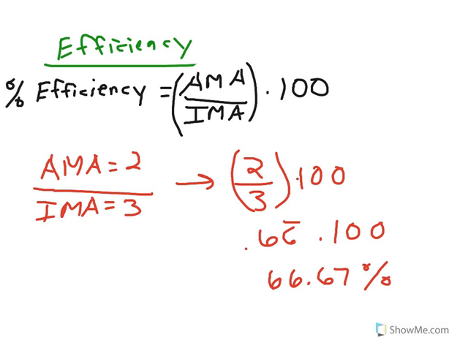About 1/3 of the force I'm putting into moving my object of resistance is being lost to friction, or lost by some other means. So that's the end of the videos covering actual mechanical advantage, ideal mechanical advantage, and efficiency.